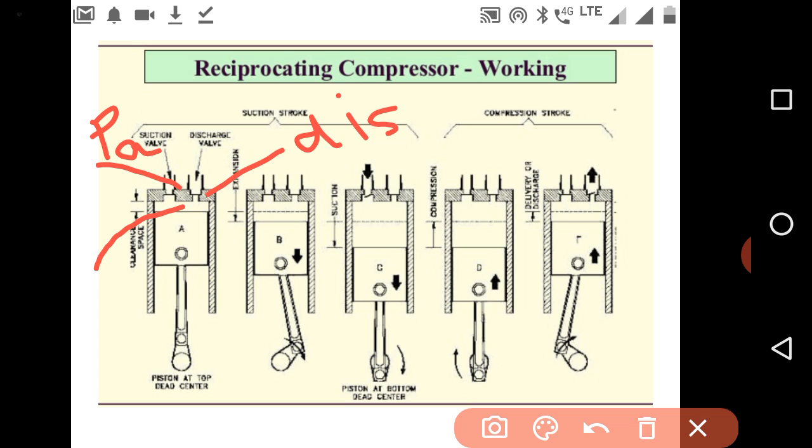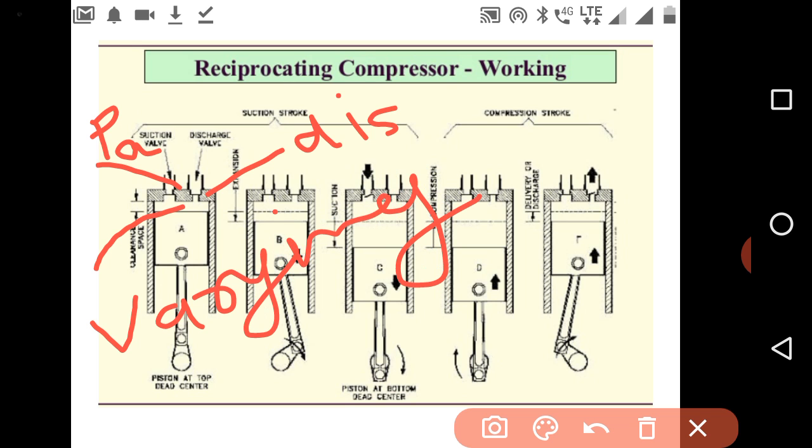Now we have already discussed the pressure inside the cylinder keeps on varying due to the piston movement. As the piston is moving from TDC to the BDC, there will be a variation of pressure, and due to the variation of pressure there will be the opening of the valve. So this valve is operating due to the variation in pressure across the valve.